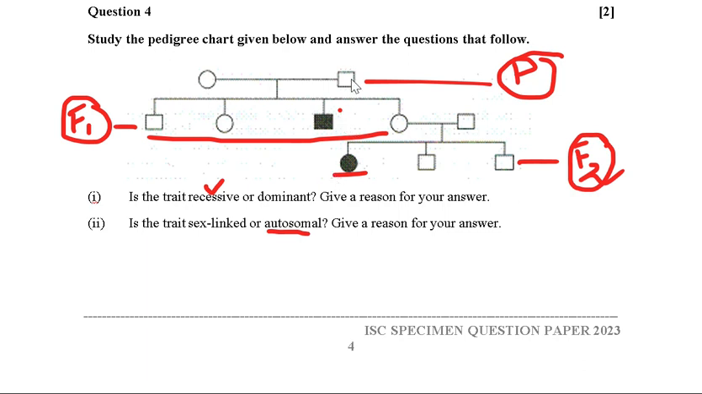If it is a sex linked trait, in this case the mother or the father will be affected, and that sex linked trait will be transmitted to the next generation. But here if we observe the mother and father, they are not affected, they are normal. So in this case, their autosomal part is transferred to the F1 generation, and then the autosomal trait gives the expression in the F1 as well as in the F2 generation. So this is autosomal trait, because mother and father both are normal but child is affected. This is the answer for this question.